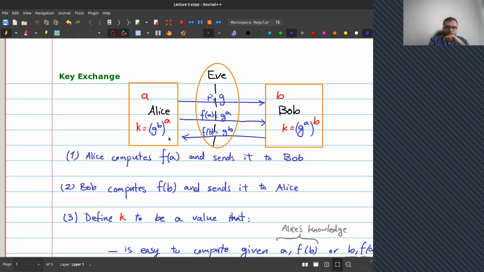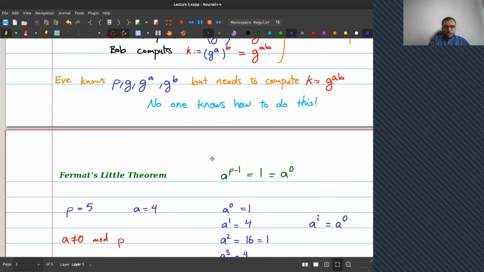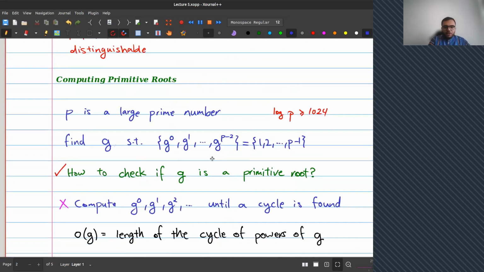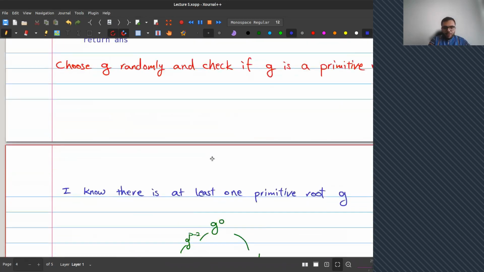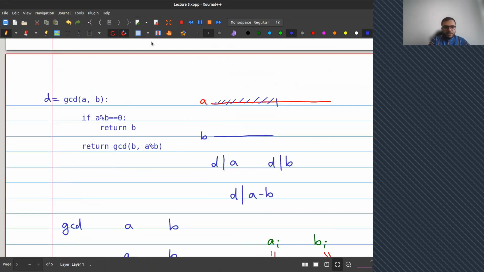Now, the problem with this protocol is that it's an interactive protocol. Alice and Bob should both be online at the same time. First Alice sends a message, then Bob responds to Alice, then they each compute the secret K on their own machine, and then Alice, let's say, sends the message to Bob. Now, the problem is what happens if I don't want to have an interactive setting? What happens if one of the two parties is offline?